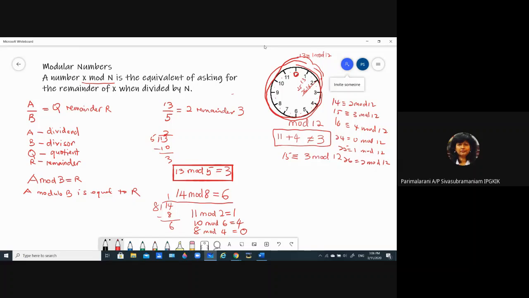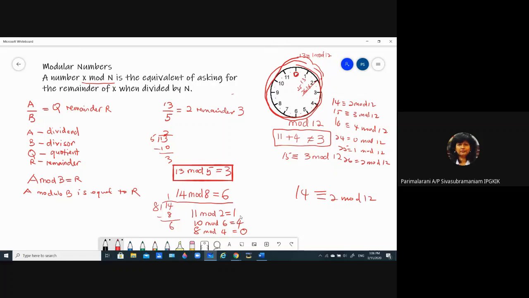So this is the other way of writing or visualizing clock arithmetic. When you write like this, it also means 14 divided by 12 gives you a remainder of 2. That is why we use 2 here.